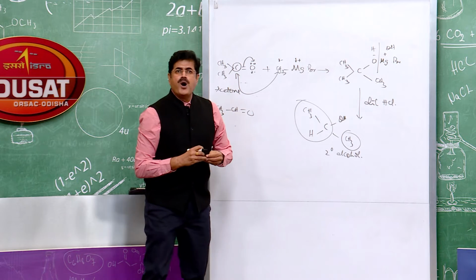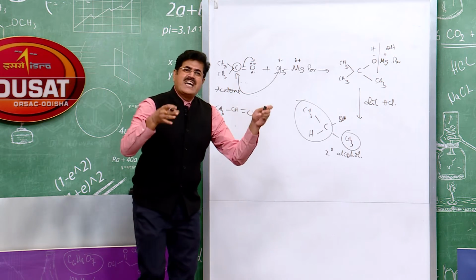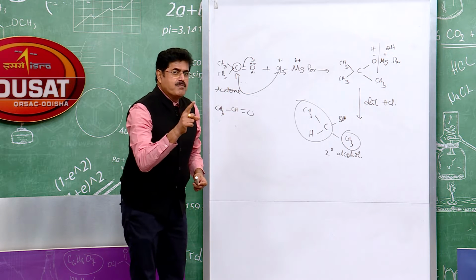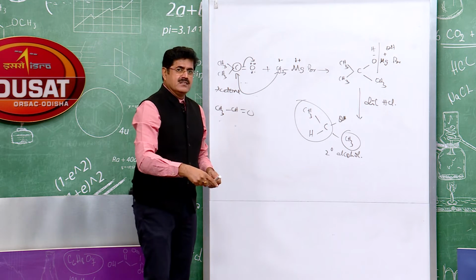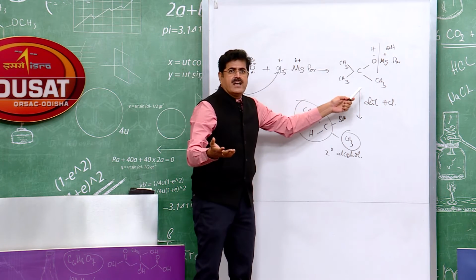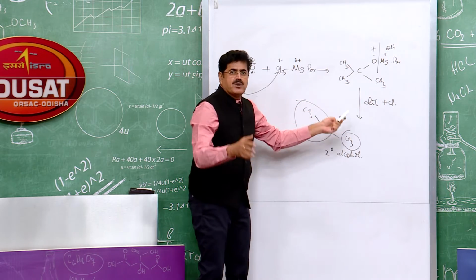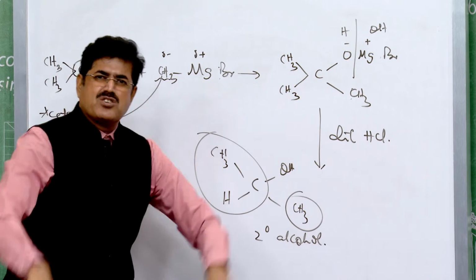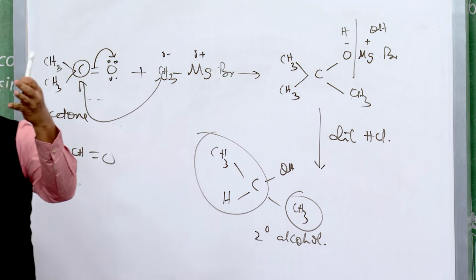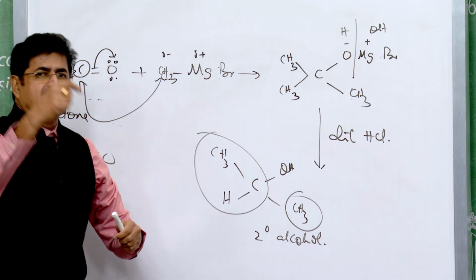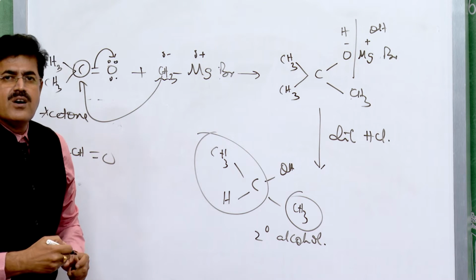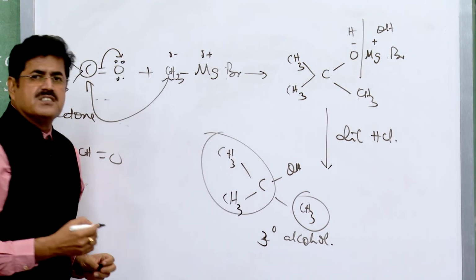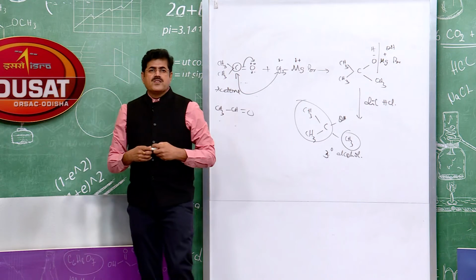The product is bromo magnesium tertiary butoxide. What am I saying? Bromo magnesium tertiary butoxide. This is the alkoxide, and when this intermediate is treated with dilute acid, it undergoes hydrolysis to give tertiary alcohol, tertiary butyl alcohol. This is a tertiary alcohol, tertiary butyl alcohol, a 3 degree alcohol.